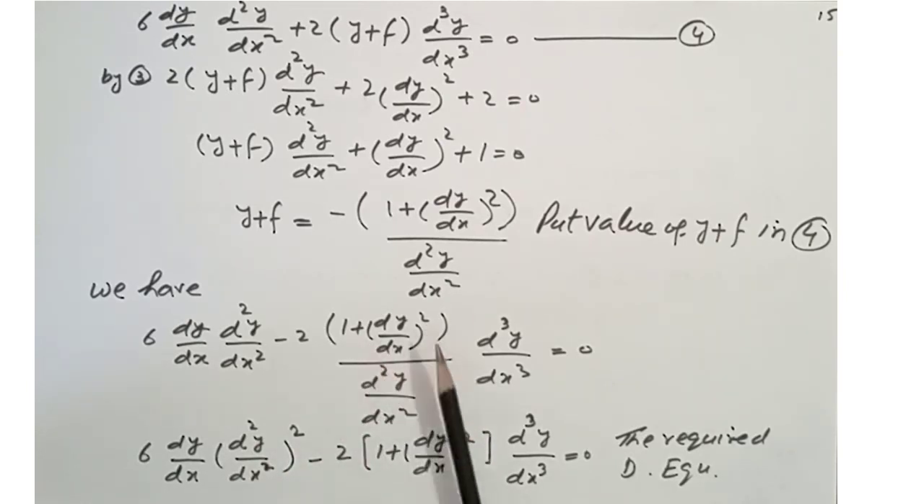Now you see this becomes 6 dy by dx d2y by dx square minus 2 into 1 plus dy by dx square d3y by dx cube. We multiply this term by d2y by dx square. So here d2y by dx square into d2y by dx square will become d2y by dx square whole square, and minus 2 into 1 plus dy by dx square d3y by dx cube will be equal to 0. So all the constants are eliminated. So this is the required differential equation.